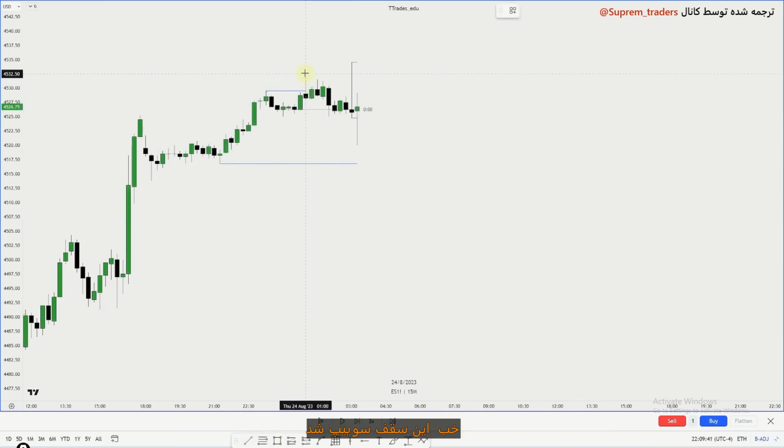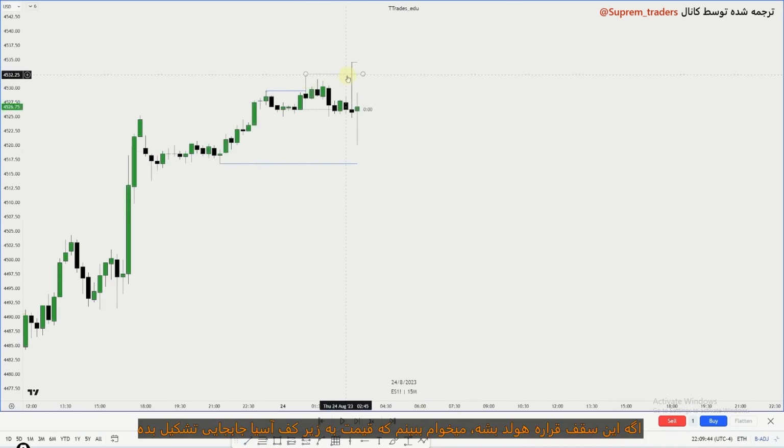So here we get a sweep of this high. So if this high is going to hold, then I'd want to see price displace below the Asia low.